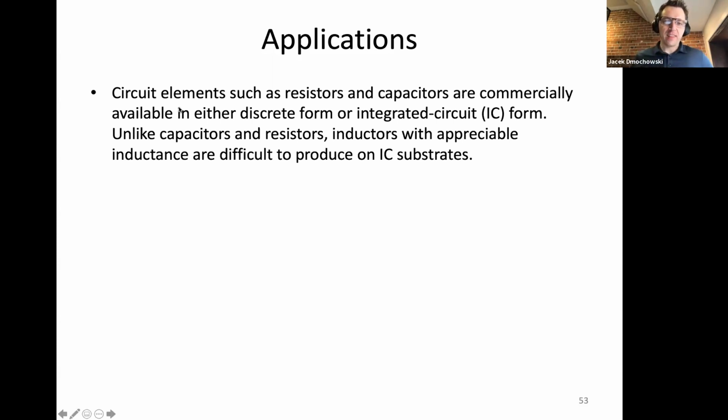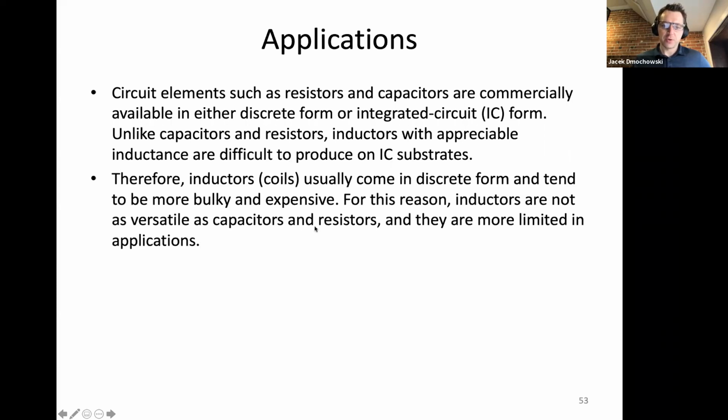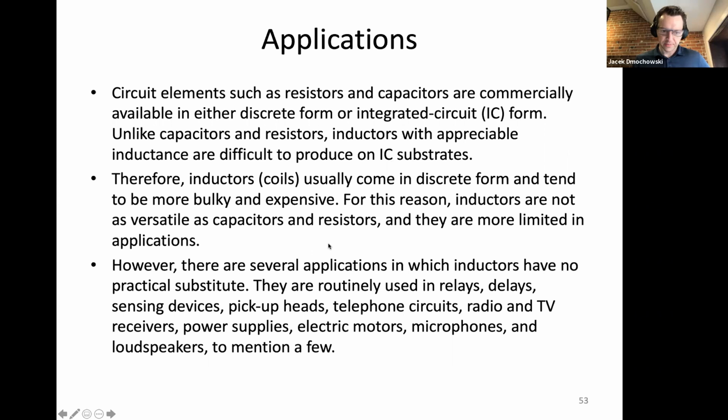One thing to note, a practical consideration, is that resistors and capacitors can be made very small and printed on circuit boards. That's not really true for inductors. And so here we're going to consider just combining resistors with capacitors and op amps. We're not going to consider op amps with inductors.